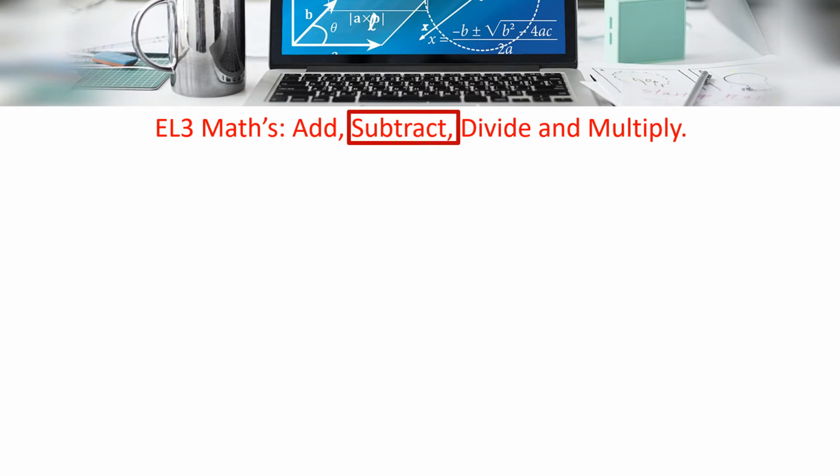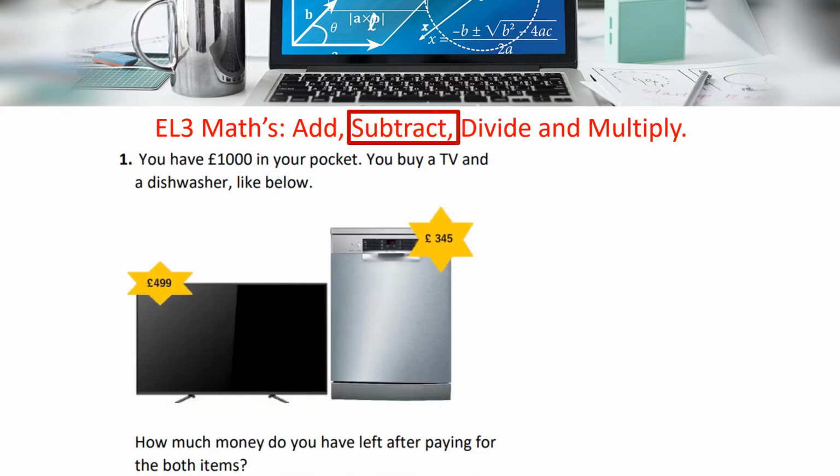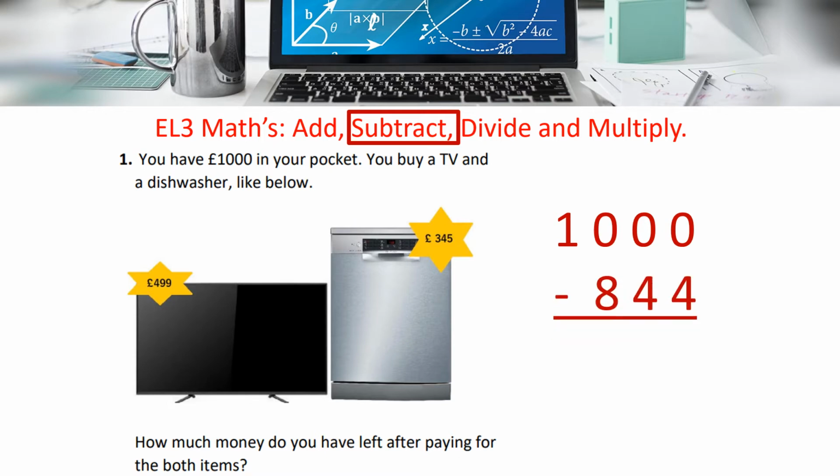Now let's look at subtracting. It's just the same, but only in reverse. You have £1,000 in your pocket, you buy a TV and a dishwasher, just like below. How much money do you have left after paying for both items? So you have £1,000 in your pocket. You paid out £844. How much have you got left?